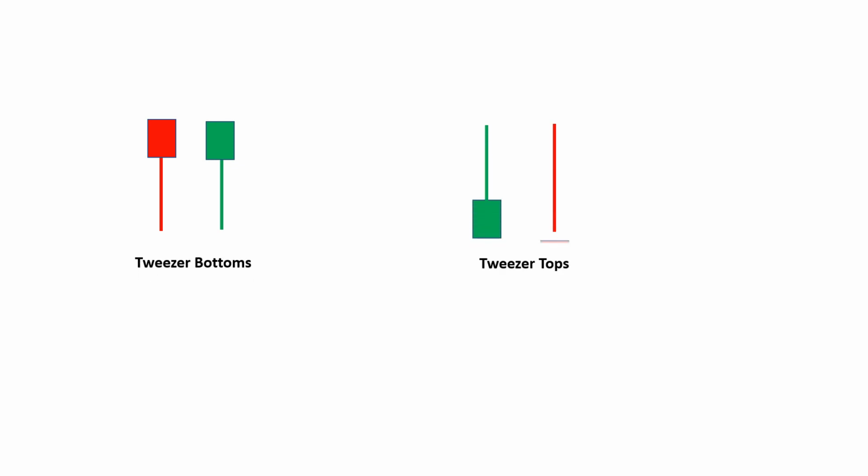Tweezer bottoms and tweezer tops. Tweezer bottoms are seen during a downtrend phenomenon. This pattern is shaped like the hammer pattern, only the right and left are bearish and bullish candlesticks. This pattern indicates an upward price signal.